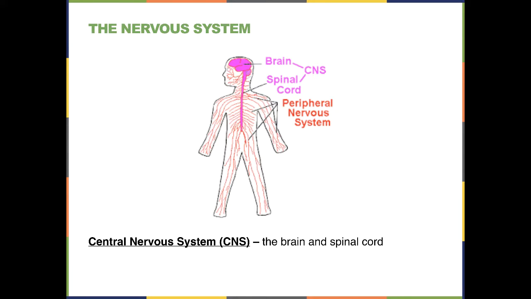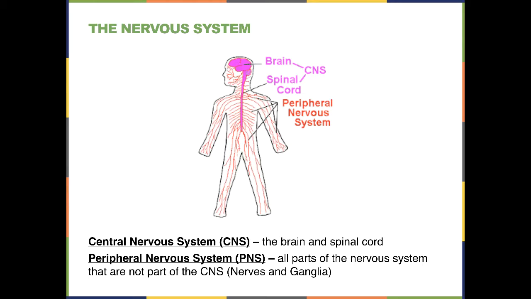The central nervous system includes the brain and the spinal cord and is the colored part of this diagram. The peripheral nervous system is all parts of the nervous system that are not part of the central nervous system, and it's colored red here. And it includes any peripheral nerves as well as ganglia.